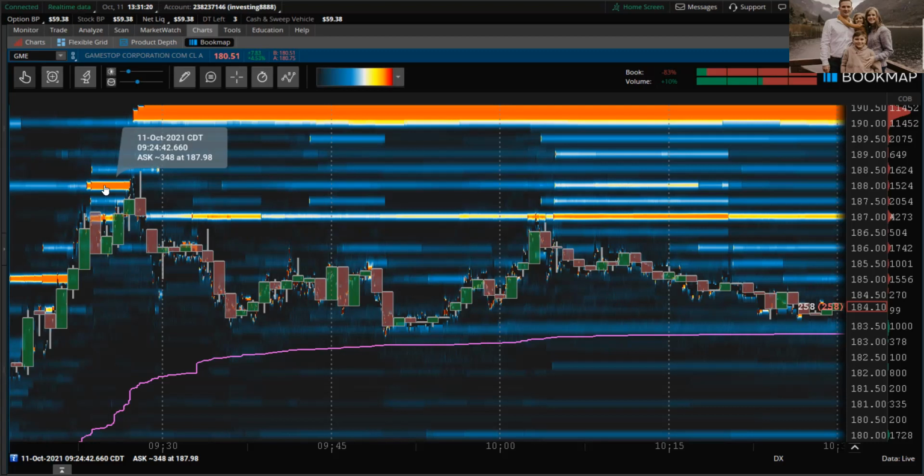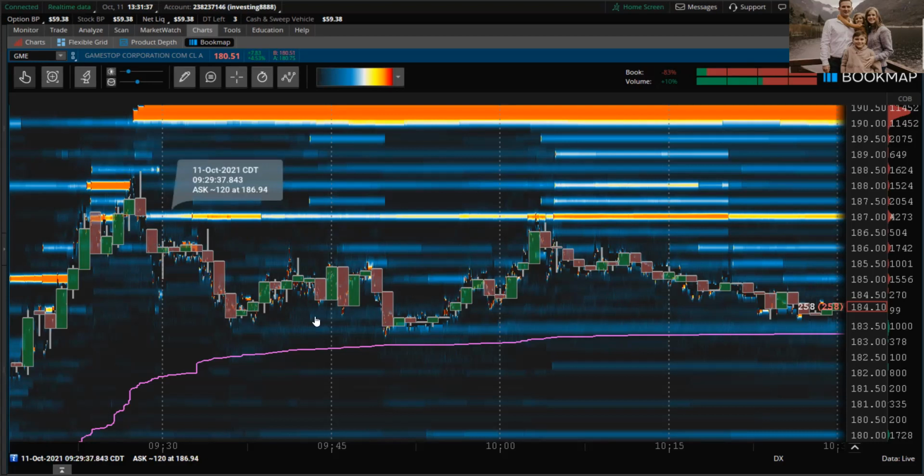So with that said, 187 to 188, a lot of sellers in this area. That would have been your first level for take profit. And then from there, we get under the 187 sellers.